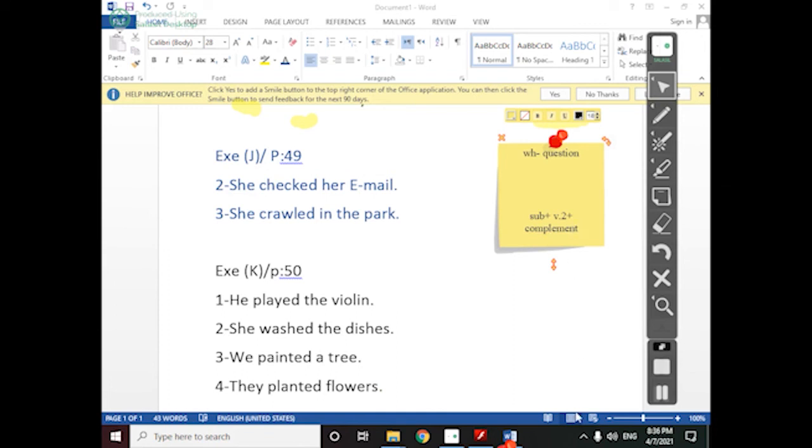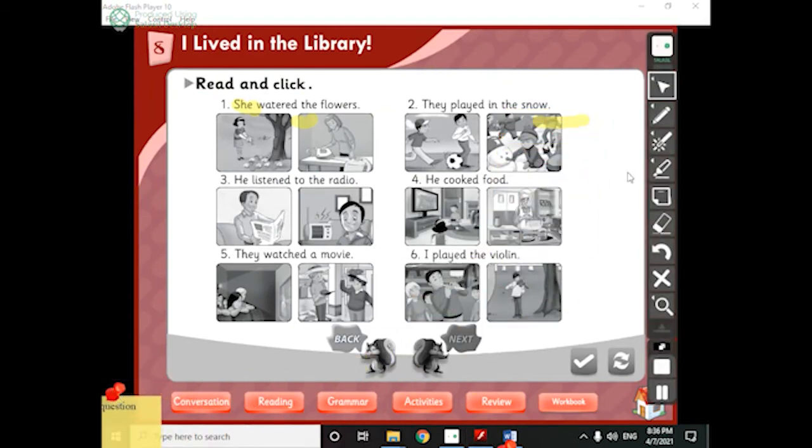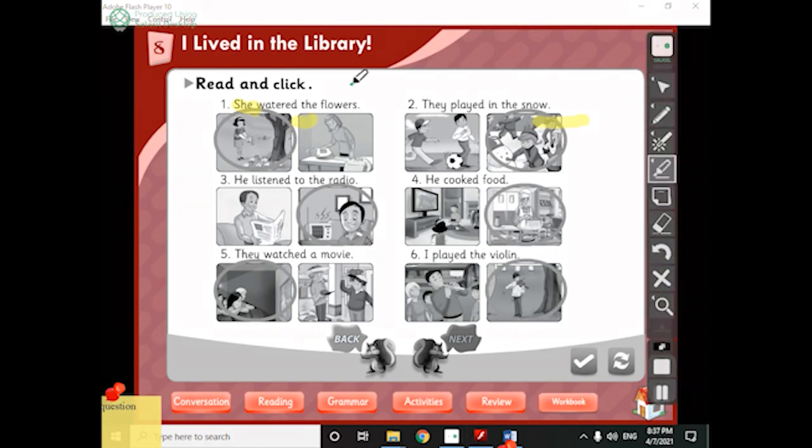Okay. طيب. Now let's move to the last exercise on page 50, which is exercise L. Read and circle. بحكي لي she watered the flowers. أكيد I am going to circle this picture. Number 2, they played in the snow. I am going to circle this picture. He listened to the radio and he cooked food. They watched a movie. And the last one, I played the violin. Please pay attention to the verbs too.